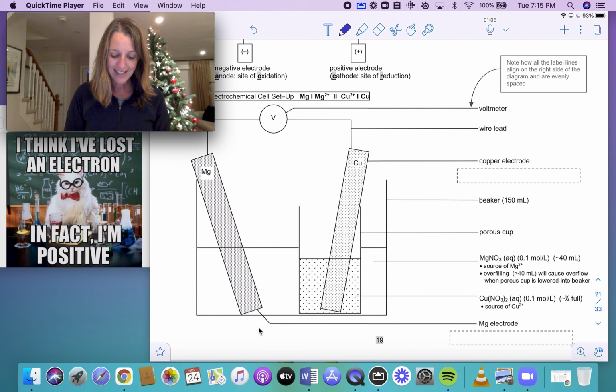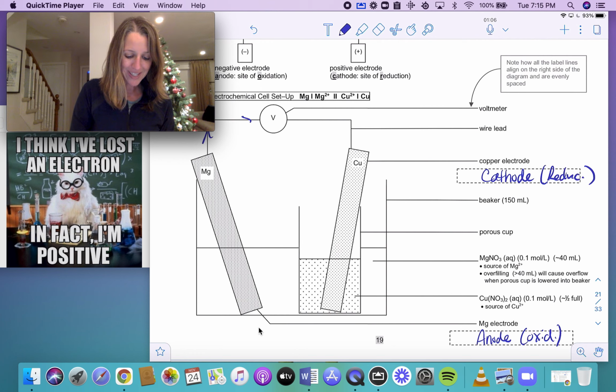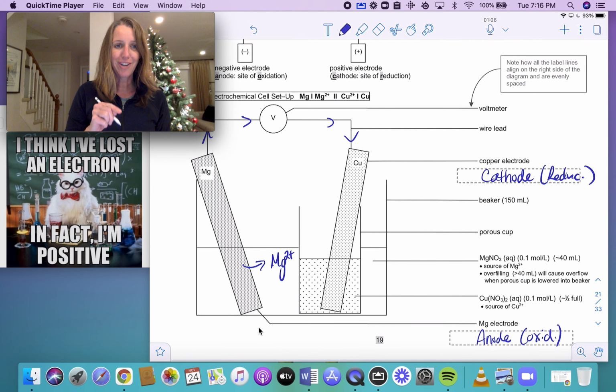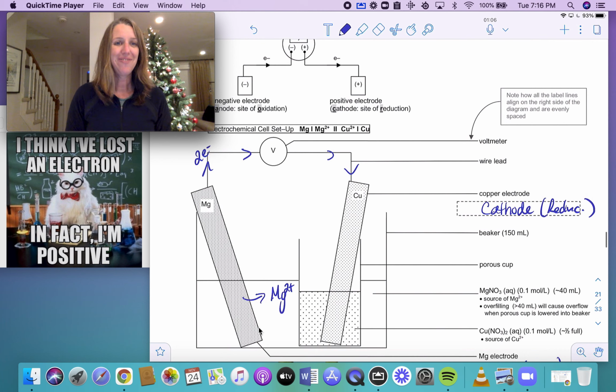We know that magnesium is going to be the anode, which is the site of oxidation. Okay, and we know that our copper electrode is going to be called our cathode, and that is the site of reduction. All right, we know the electrons are going this way. How many electrons? Magnesium is going to be oxidized. It's turning into magnesium ions. It's an Mg2+. Therefore, you've got a flow of 2 electrons for every atom of magnesium that's getting oxidized.